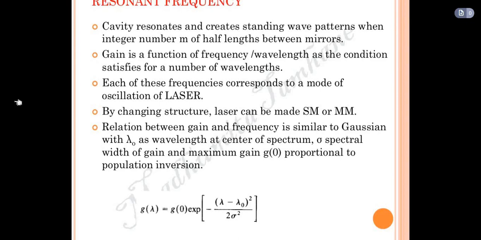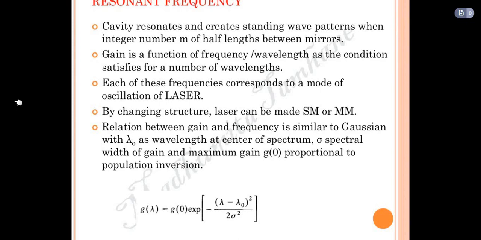What is g of 0? It is proportional to the population inversion. So how do we get that? What is the relation for it? g of lambda is equal to g of 0 e power minus lambda naught square by 2 sigma square. What is the sigma over here? That is the width of the gain.